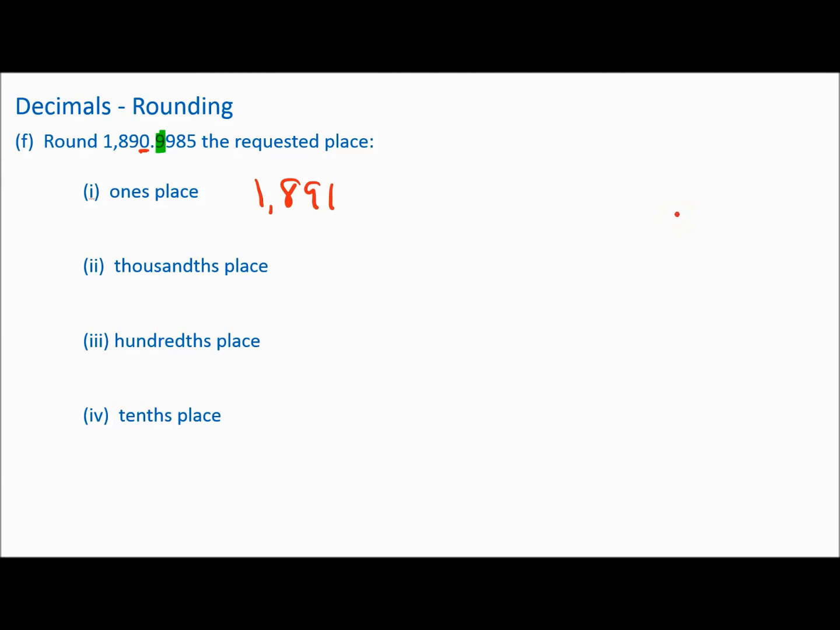Now let's try this again for the thousandths. Notice the THS right here, this THS. That means we're talking about to the right of the decimal. The thousandths place, we'll count over.